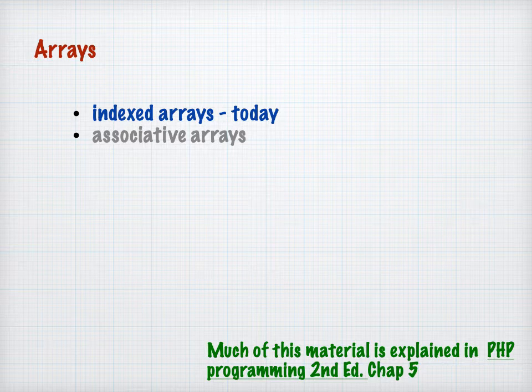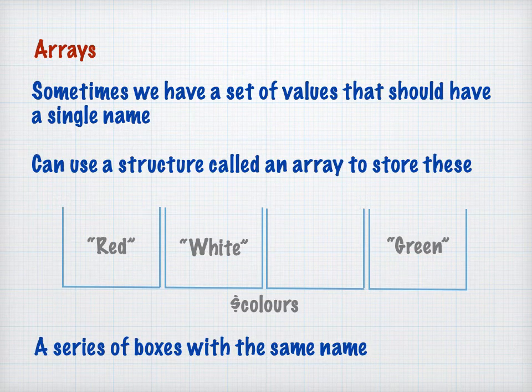Now, the easy way to visualize an array is as a series of boxes, not just one box, all with the same name. So here you can see I've got 4 boxes. I would say that this is an array that can store 4 values. In this instance, each of the boxes contains a string, and this array is called colors.